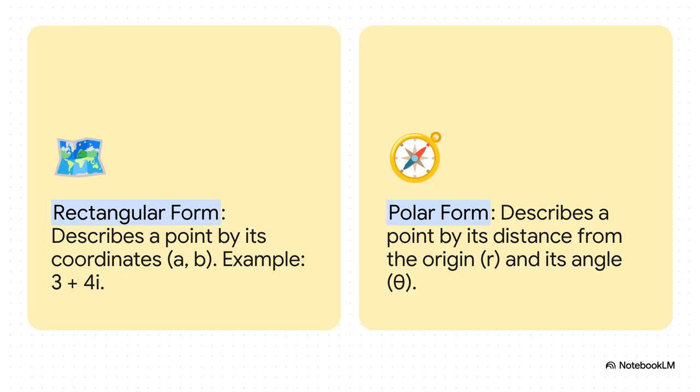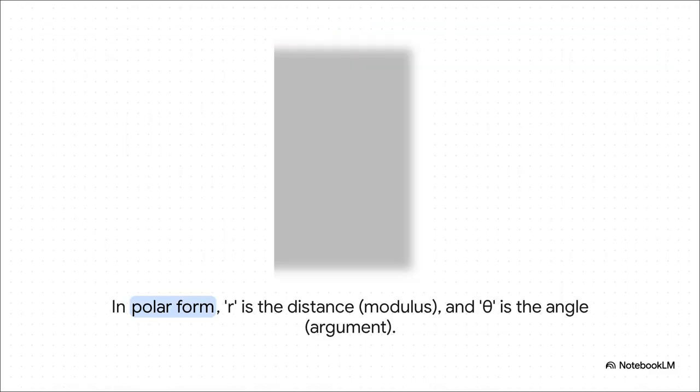It's like giving directions in a city. Go A blocks east, then B blocks north. But there's a totally different way to give directions, polar form. Instead of blocks, you just say, point in that direction and go this far. So you describe the exact same spot using its distance from the center, which we call r, and its angle, which we call theta. This visual makes it super clear.